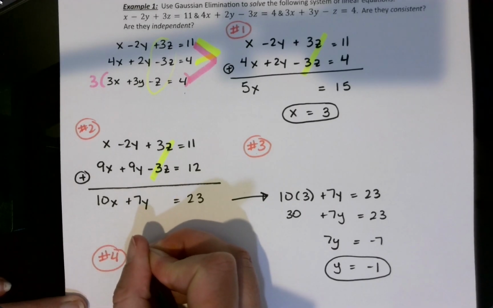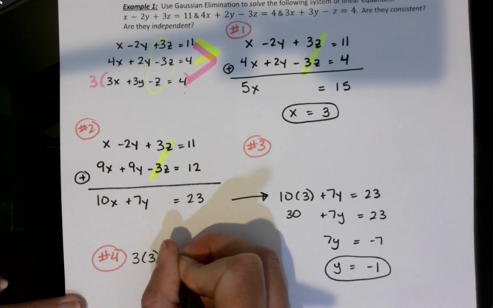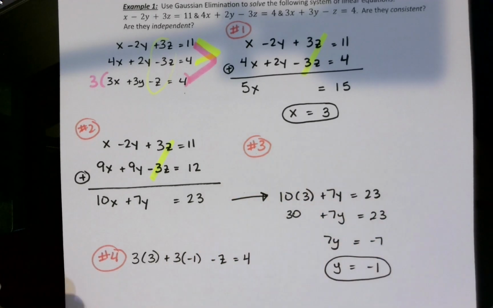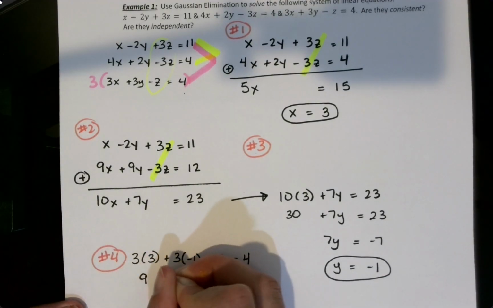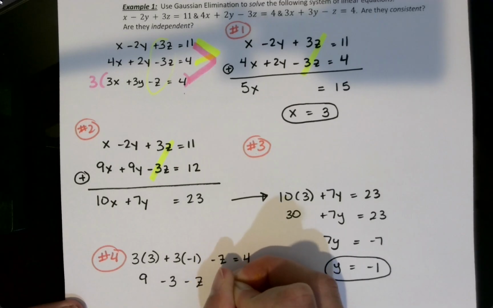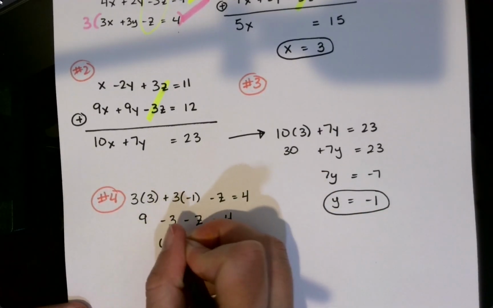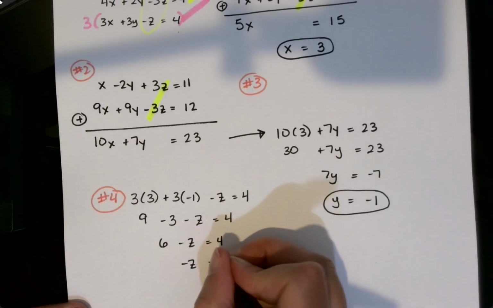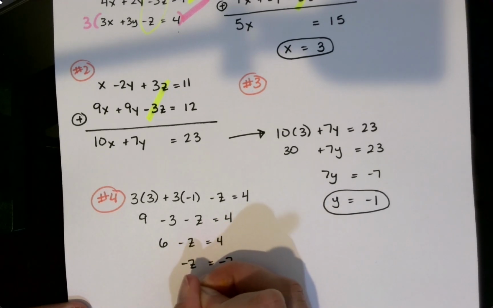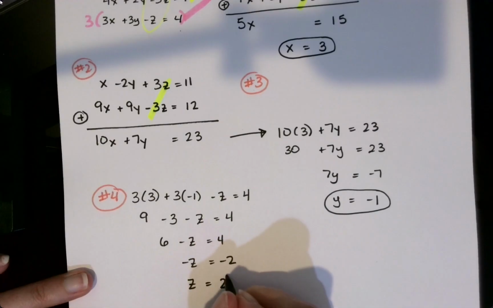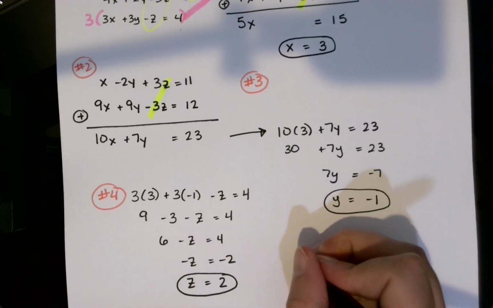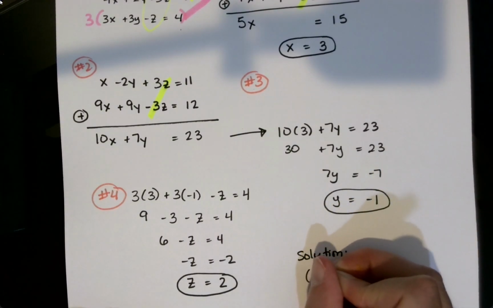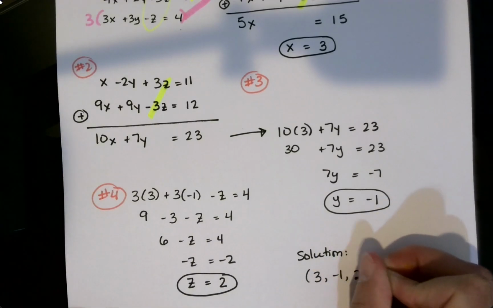So we'll have 3 times the x value, which is 3, 3 times the y value, which is negative 1, minus z equals 4. That's 9 minus 3 minus z equals 4. 9 minus 3 is 6. Minus z equals 4. Subtracting the 6 over gives us negative z equals negative 2. Dividing by the negative 1 will give us z equals 2. So we've got ourselves the z value. We now know that our solution is going to be the ordered triple with x value 3, y value negative 1, z value 2.